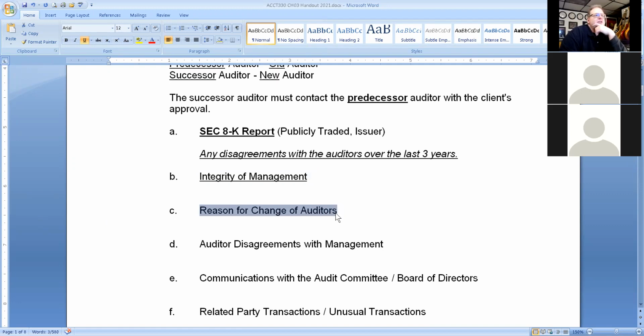Second one, reason for the change in auditors. You'll ask them, in their opinion, why were the auditors changed? Why are you no longer the auditors for XYZ? By the way, in the 8K report, the company does not have to explain their decision. So you won't find in the 8K report why they changed auditors. It'll simply be, we changed auditors as of this date. The old auditors were these people, the new auditors are these people, and that's it. So they don't give the reason why they made a change.